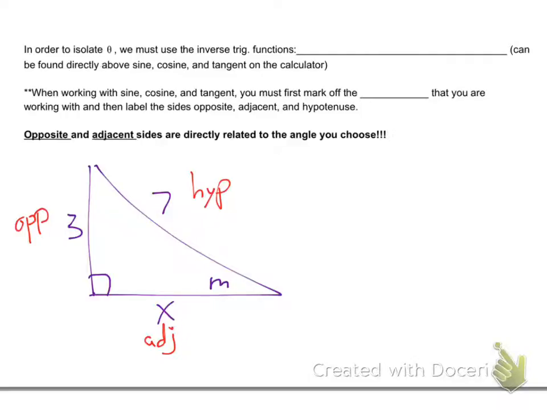So what I need to do is look at those sides and say which of those sides are the ones that I absolutely for sure know. What sides? Opposite, hypotenuse. So go back to SOHCAHTOA. Wait a minute, it's not on this page. I will write it on this page. Which one deals with opposite and hypotenuse? Sine. Sine is opposite over hypotenuse.